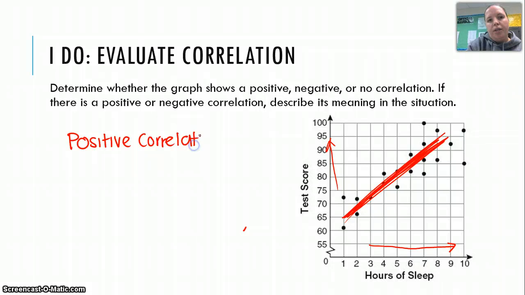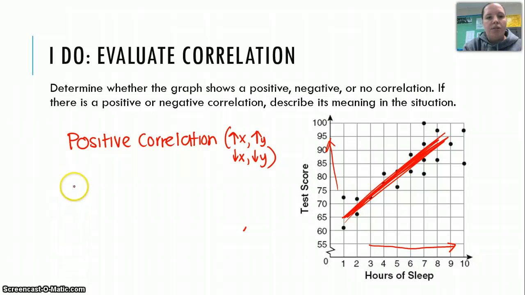When I explain the correlation in this situation, I want to explain what it means in regards to my two variables. My variables are hours of sleep and test scores. So what does it mean when I have a positive correlation? It means that as X goes up, so does Y, or the opposite: as X goes down, so does Y.